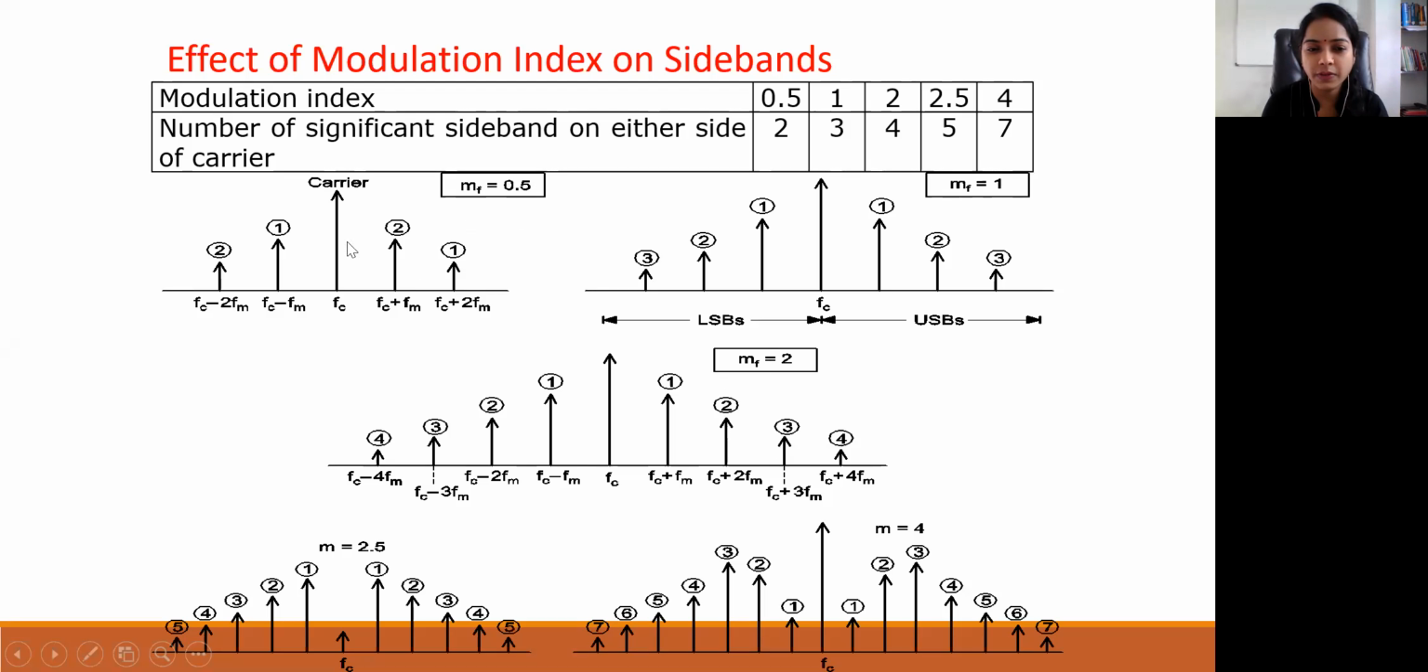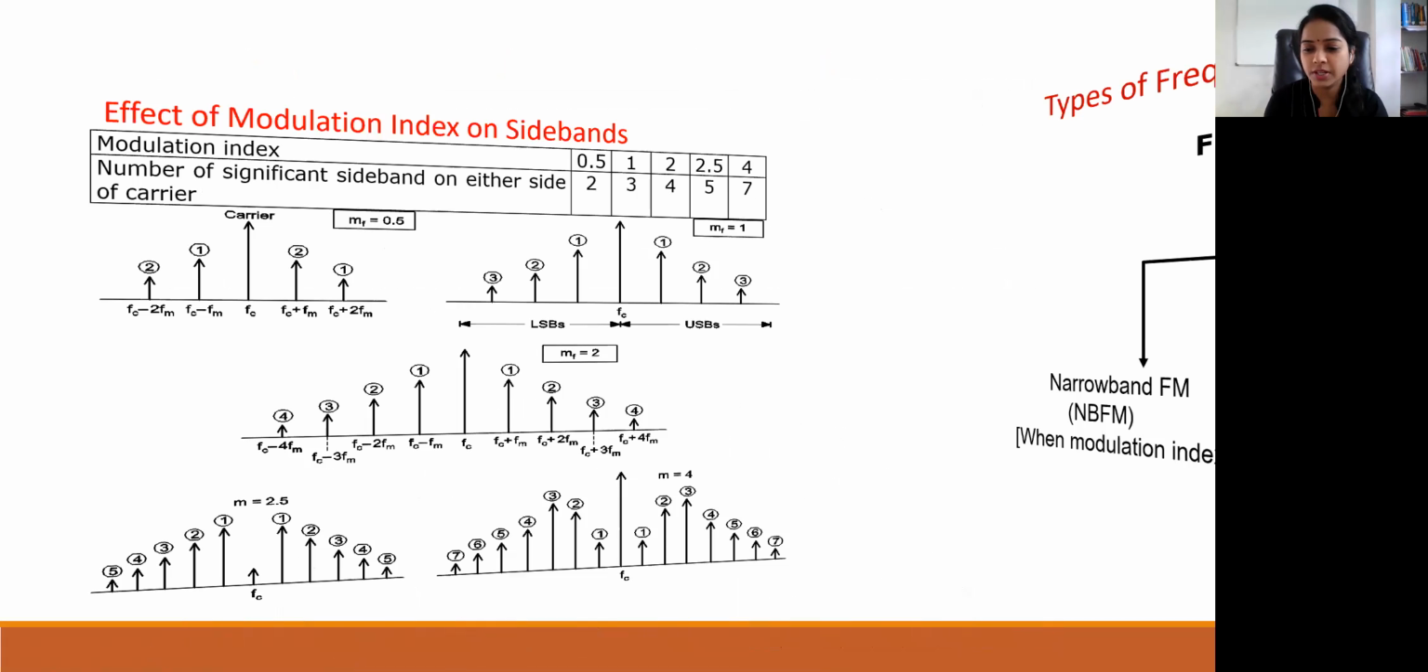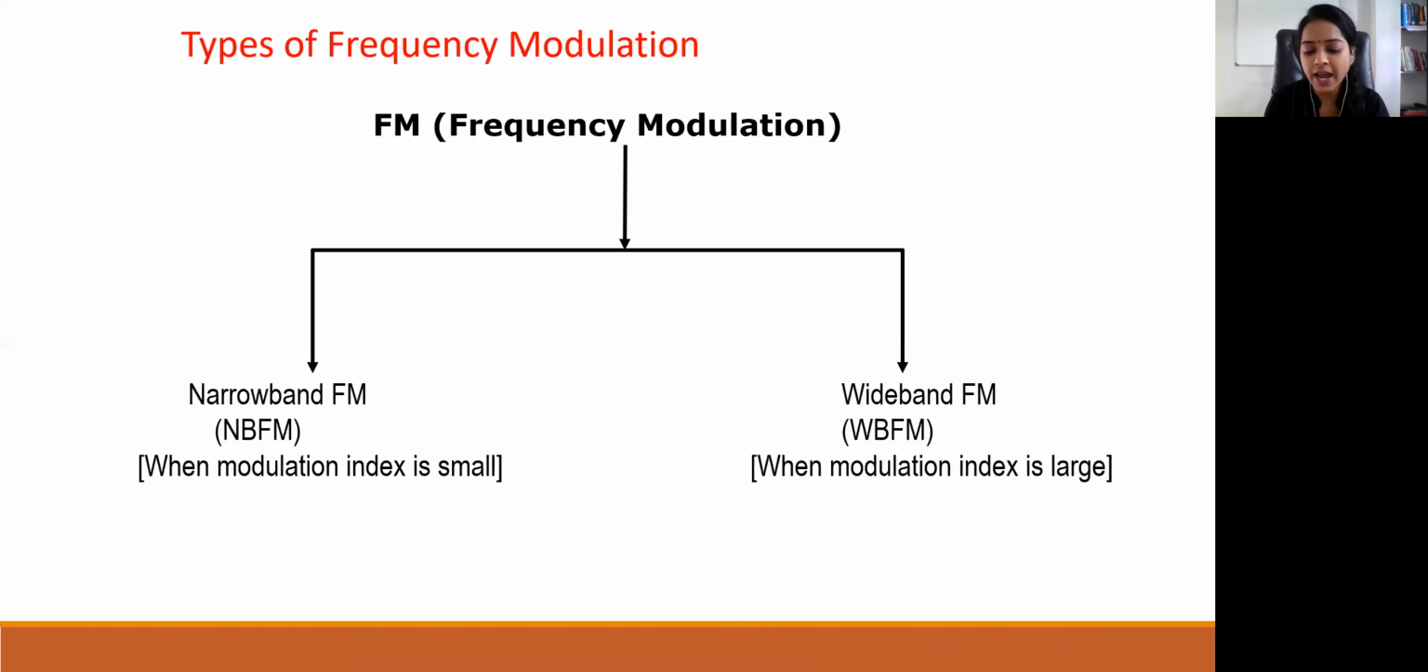So what happens when the modulation index is 0.5? It has the carrier frequency and two upper sidebands and two lower sidebands. If the FM modulation index is equal to 1, it has three sidebands as USB and three sidebands as LSB. If it is 2, it has four lower sidebands and four upper sidebands. So like this you will have to define the FM picture according to the sideband pictures.